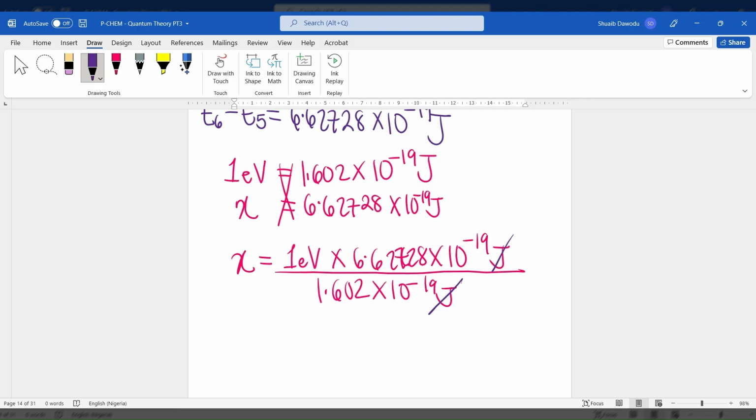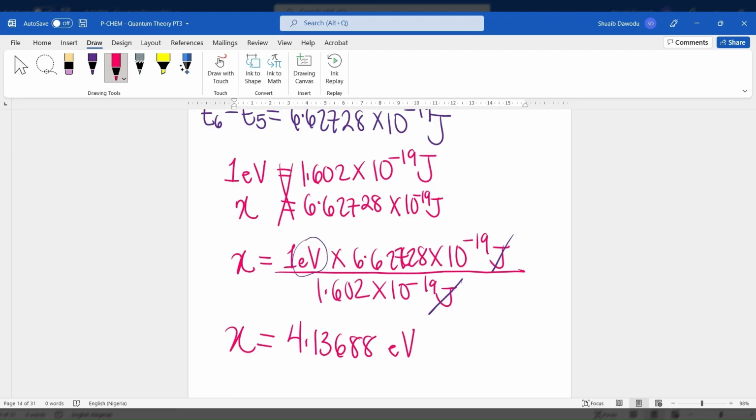We definitely need our final answer in eV, so this is what we need our final answer in. Like units will cancel out. So 6.62728 times 10 to the power of negative 19 divided by 1.602 times 10 to the power of negative 19 will end up giving you 4.13688 electron volts. So yeah, that's basically the answer.